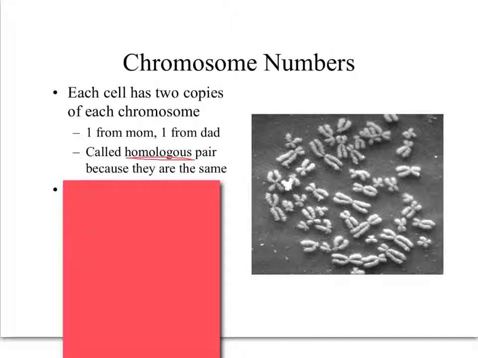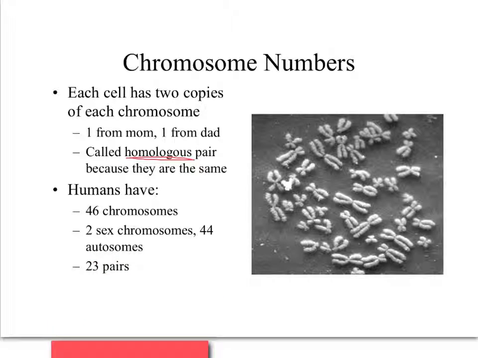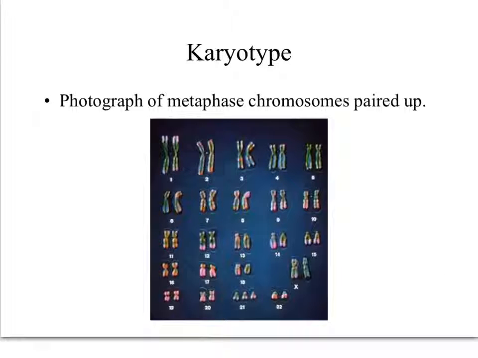Okay? Now, specifically, if we're talking about humans, humans have 46 total chromosomes. We have 2 sex chromosomes and 44 autosomes for a total of 46, and these are divided up into 23 pairs of chromosomes. So 46 total, 2 of each one for 23 total pairs of chromosomes.